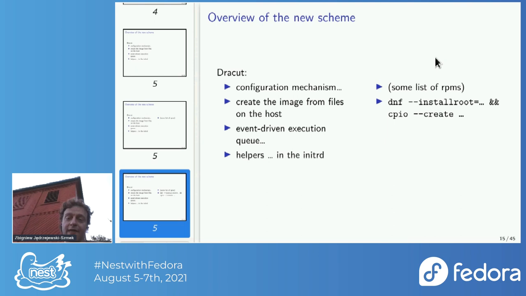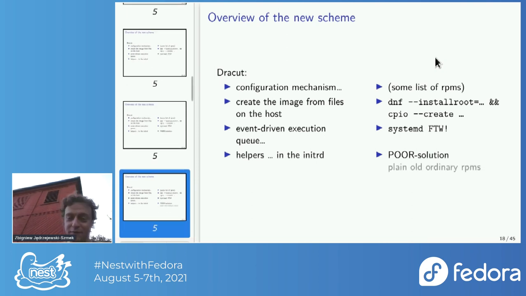Once we reboot into this image, we have an execution queue. We don't need the Dracut one. We can just use systemd and let systemd do its job. And all the rest, there's a solution: plain old ordinary RPMs. They in general provide all the functionality that we need.